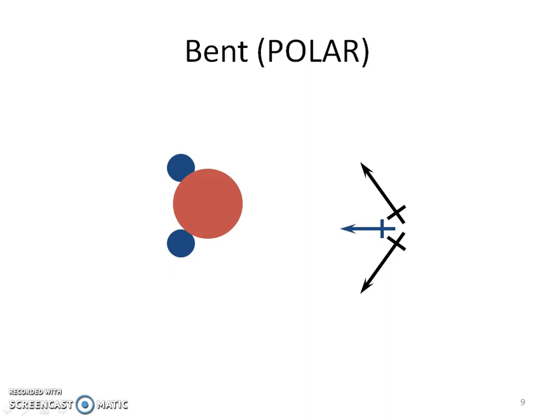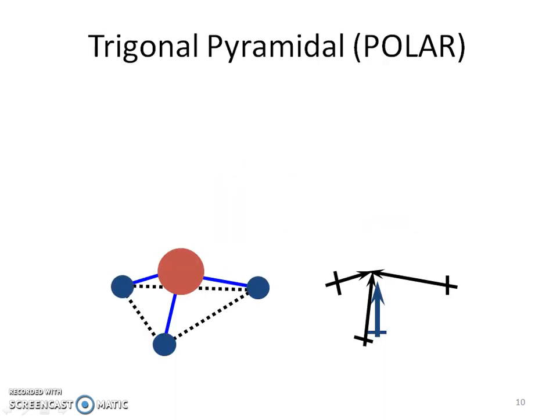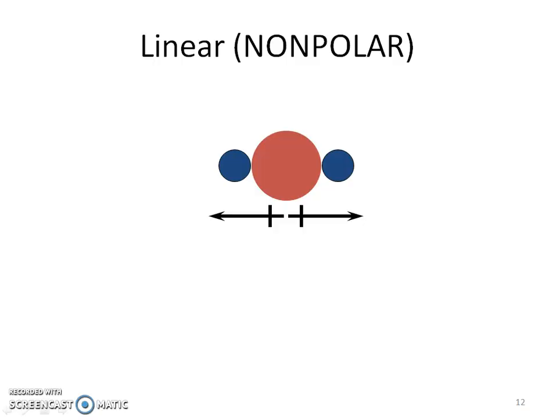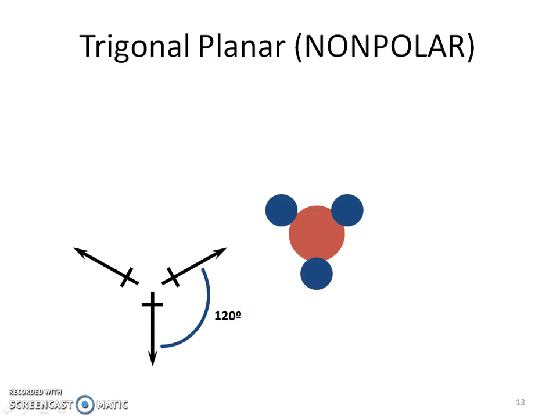Bent, very polar, because again we have those non-bonding pairs of electrons. Trigonal pyramidal, again because we have the non-bonding pair of electrons, which you don't see here. Nonpolar, linear, the pull is very equal on both sides of that central atom. Trigonal planar, which looks very similar to what we just saw.